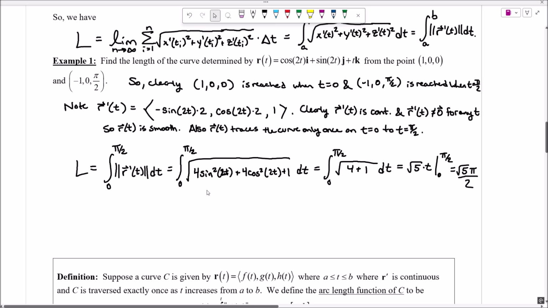Now, it may not always be the case that your integral simplifies this nicely, and on occasion I might just ask you to set up the integral and not bother evaluating it. Every so often I may ask you to evaluate it. It would just depend on what the question asks.